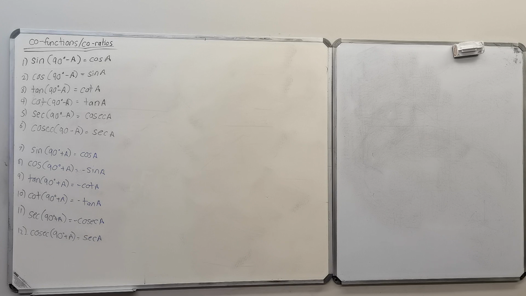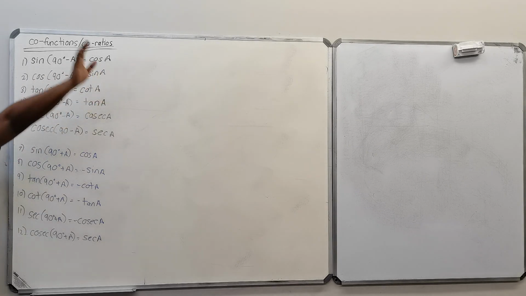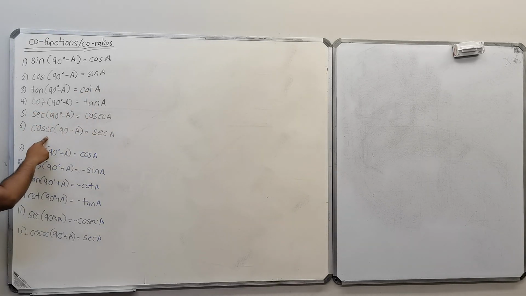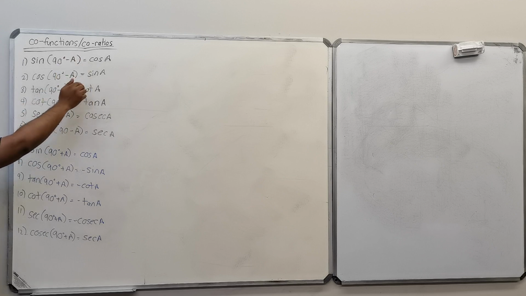Okay, these are your co-ratios. I'll give you the 6 that you need to know for 90 minus and the 6 you need to know for 90 plus. For 90 minus it's easy. If they tell you sine of 90 minus, it's cos. If they tell you cos of 90 minus, it's sine. Tan with its corresponding function is cot. In terms of these inverse ones, cot is the same as this one, so if you remember this one here, you know it's the reverse.